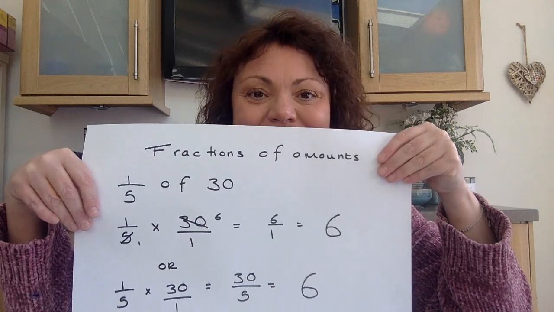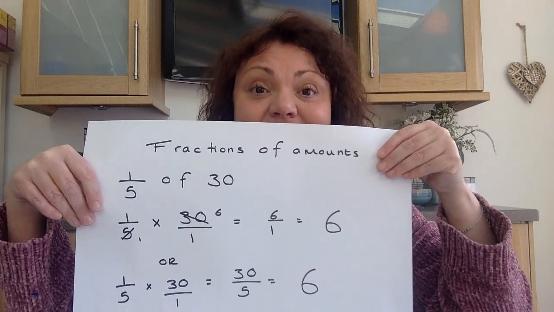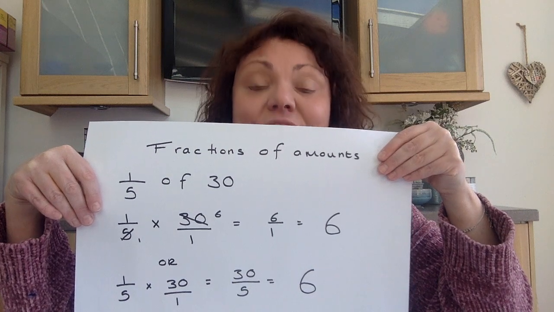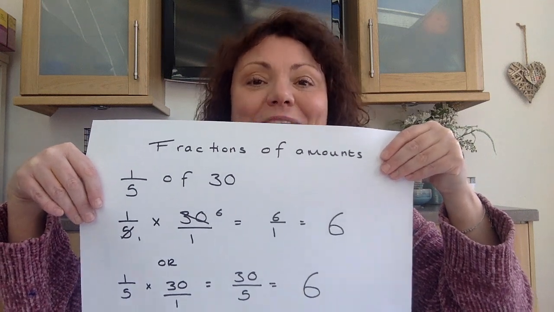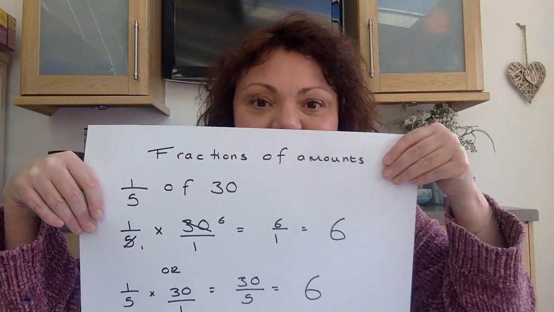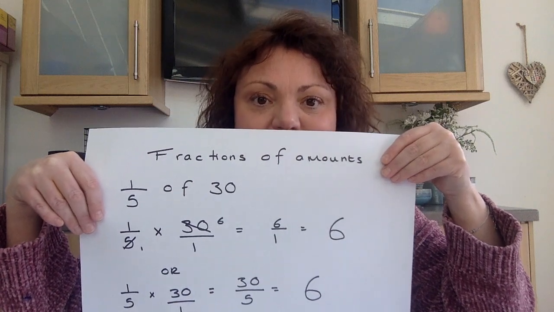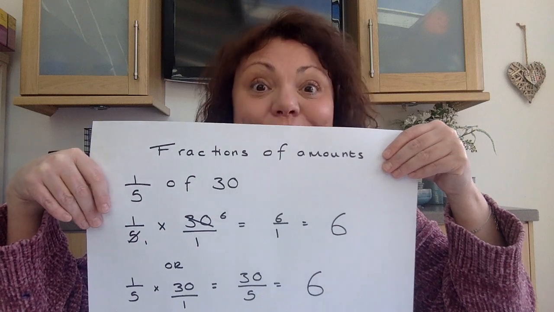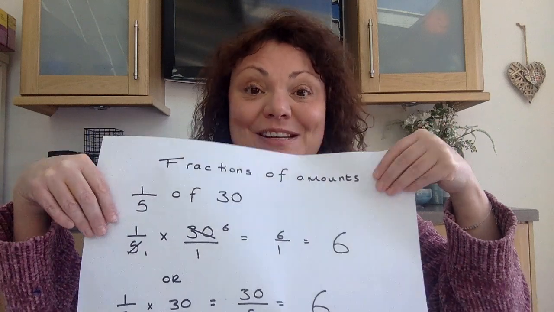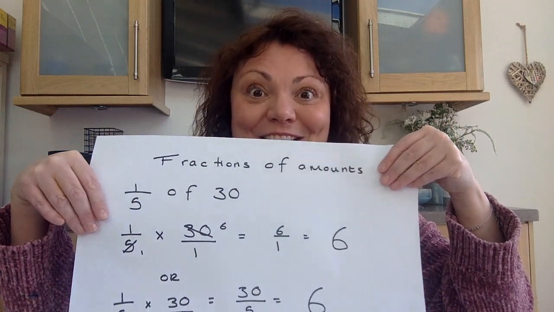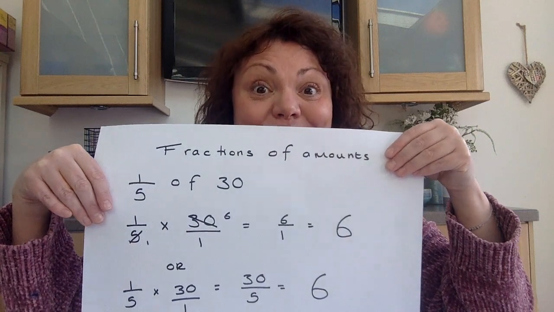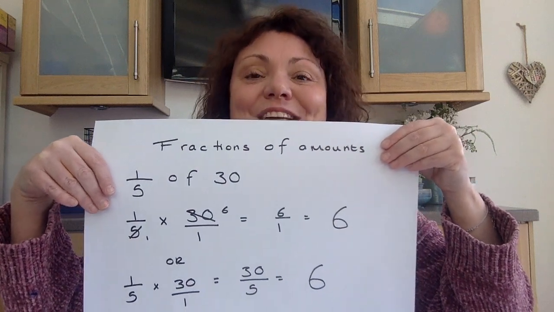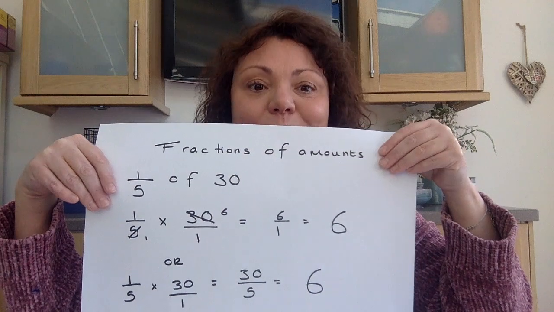Now, when you're doing fractions and it says of, that is the same as a multiplication. So you've got to change that word of to a multiplication. And then you just follow it as you would a normal multiplication. So now do you see what I mean? That you're going to find this quite easy to do because we've done all of this before. So just change that of to a multiplication.